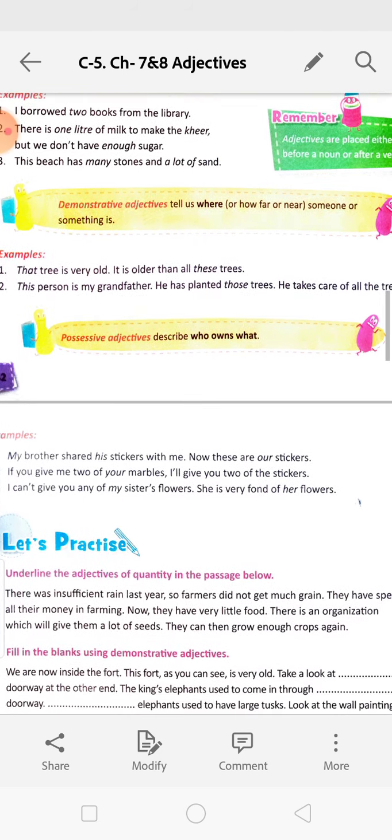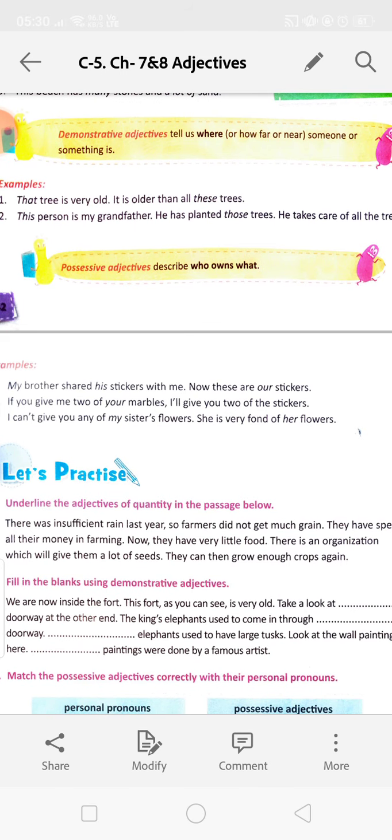Demonstrative adjectives. Demonstrative adjectives are this, that, these and those. These are called the demonstrative adjectives. They tell us where, or how far or near, someone or something is. For example, that tree is very old. It is older than these trees.